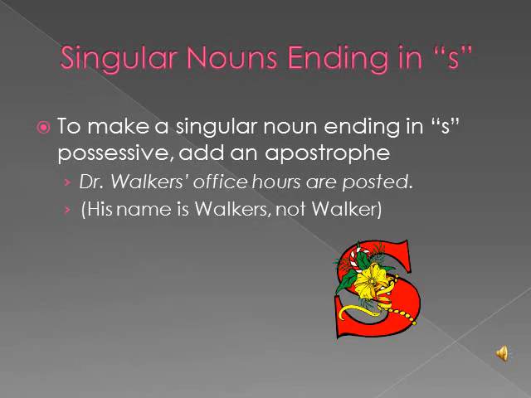If we want to make a singular noun that ends in S possessive, we put the apostrophe after the S, such as "Dr. Williams' office hours are posted." In this situation, Williams is the last name of the doctor. So we're going to S apostrophe.